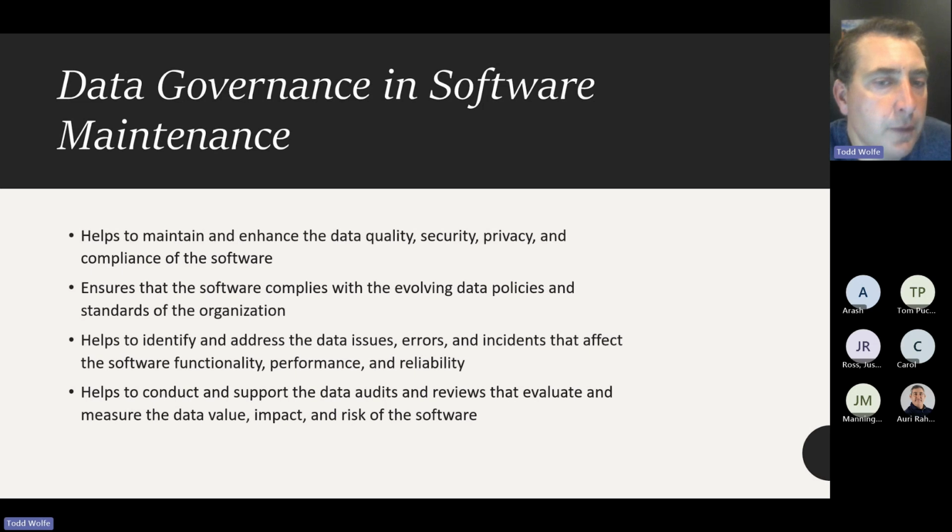During the maintenance phases, where the software gets monitored, updated, and improved based on feedback, and depending on your organization, this is what's going to help to maintain and enhance the data quality, security, privacy, and compliance of the software long term. It'll ensure that the software complies with the evolving data policies and standards of the organization. It helps to identify and address the data issues, errors, and incidents that affect the software functionality, performance, and reliability, and then helps to conduct and support the data audits and reviews that evaluate and measure the data value, impact, and risk of the software.